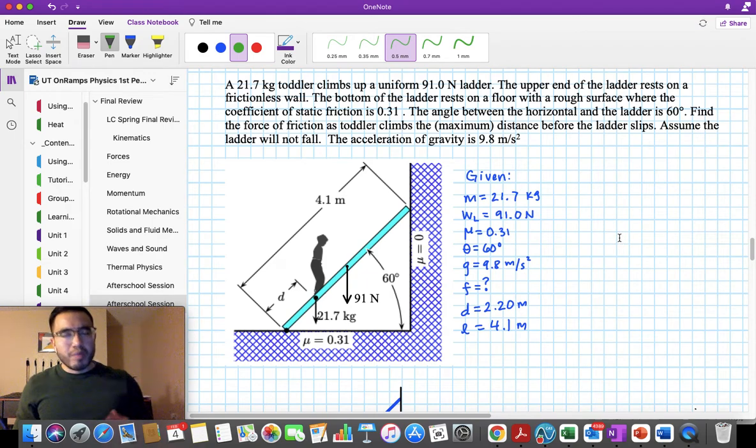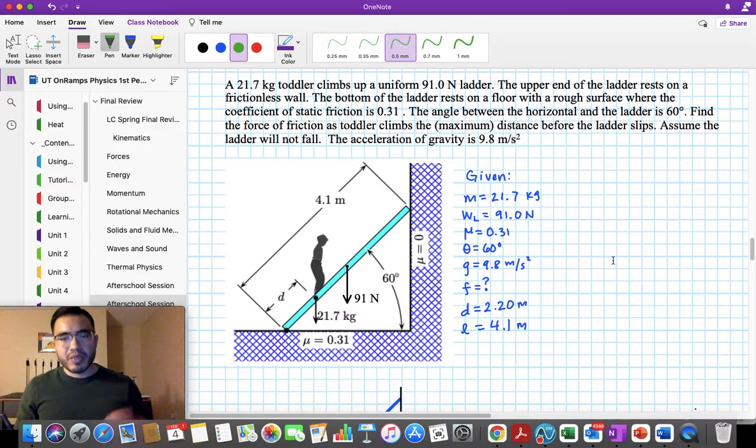And for this one, I'm just going to read it. It says a 21.7 kilogram toddler climbs up a uniform 91 Newton ladder. The upper end of the ladder rests on a frictionless wall. The bottom of the ladder rests on a floor with a rough surface where the coefficient of static friction is 0.31. The angle between the horizontal and the ladder is 60 degrees. Find the force of friction as the toddler climbs the maximum distance before the ladder slips. Assume the ladder will not fall. The acceleration of gravity is 9.8 meters per second squared.